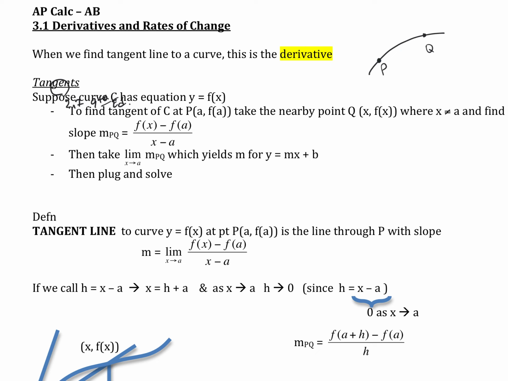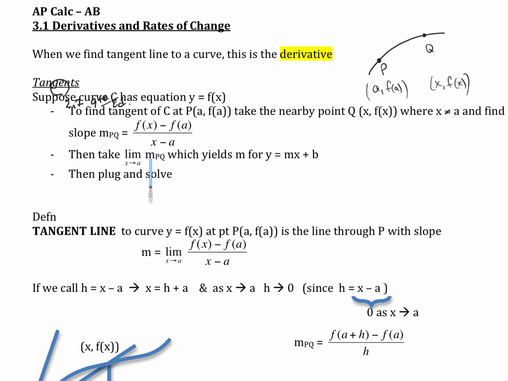Do you remember what we did there? We said that this is at A comma f of A. Let me write that down. This is at A comma f of A, and this right here would be at x comma f of x. Then we needed to find the slope, f of x minus f of a over x minus a, from P to Q, and we are going to take Q and put it as close to P as possible, so we're finding the limit as x goes to A of the slope from P to Q.